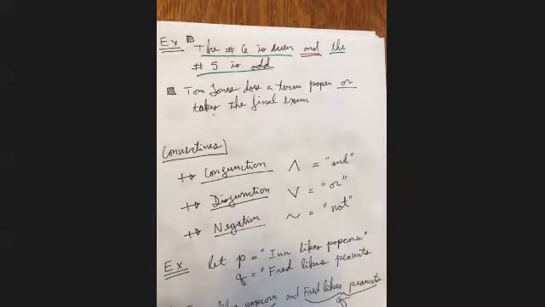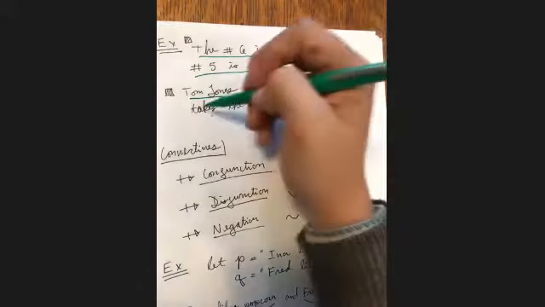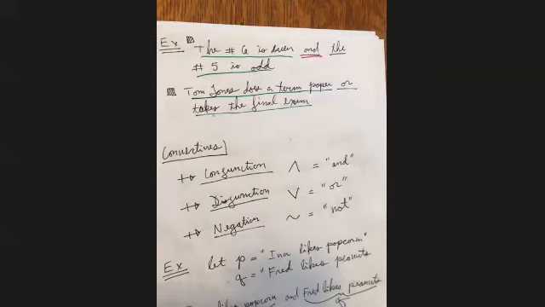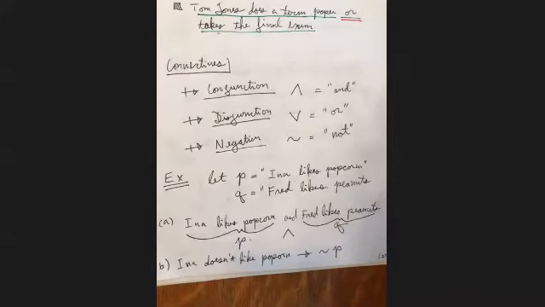Again, another example, Tom Jones does a term paper or takes the final exam. So these are both simple statements. Tom Jones does a term paper or takes the final exam. And these two simple statements are fused together with a connective, or. Okay, so connectives are really the main game here. Understanding how we use connectives to translate English statements into symbolic statements is what this first section is all about, really.